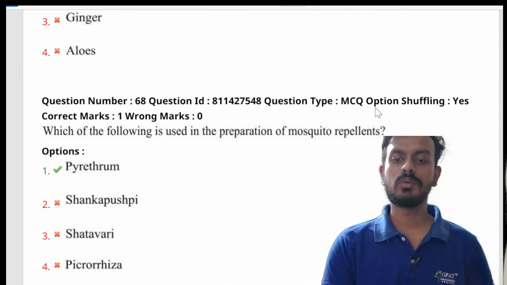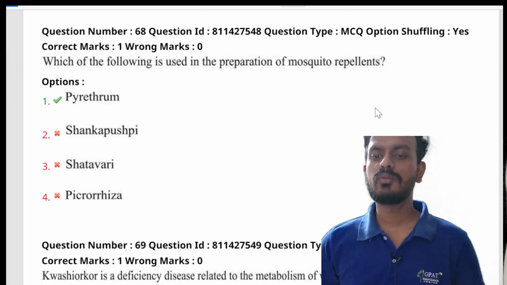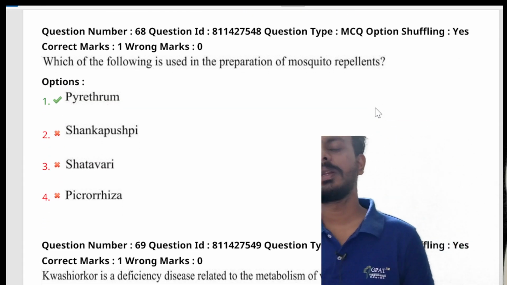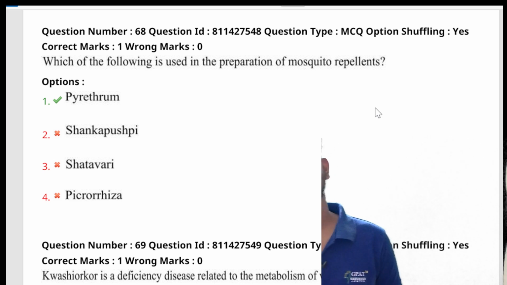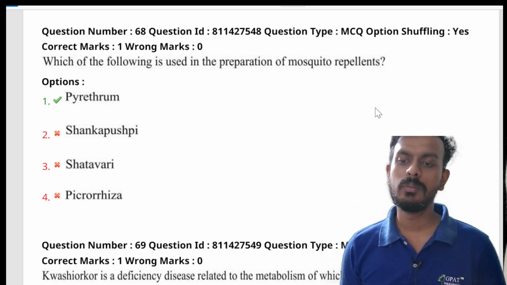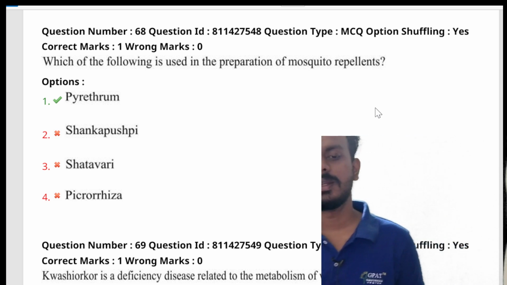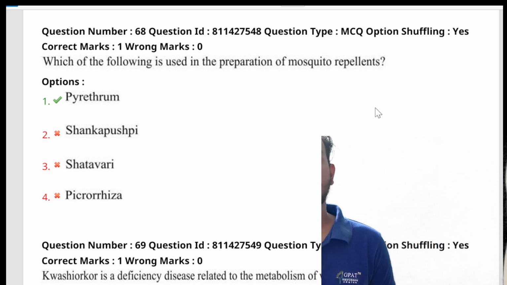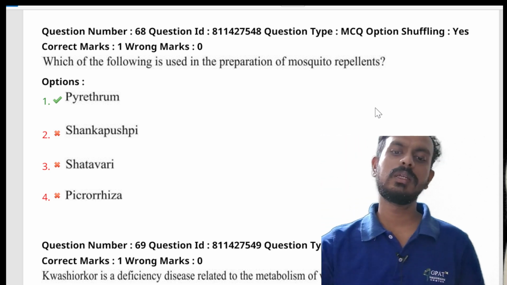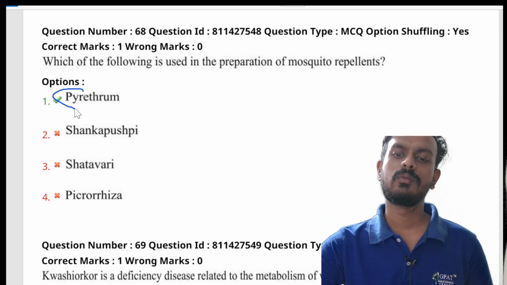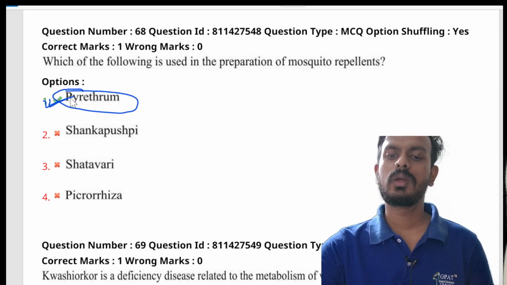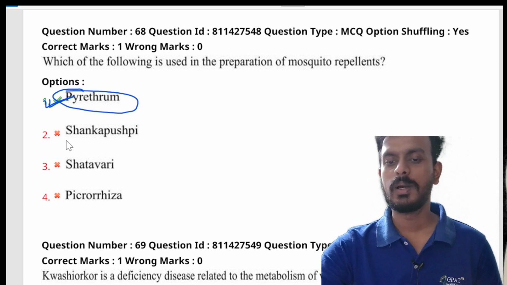Moving to question number 68: which of the following is used for the preparation of mosquito repellent? Your options are Pyrethrum, Shankhapushpi, Satavari, Picrorhiza. Remember, the mosquito repellent property is there with pyrethrum.